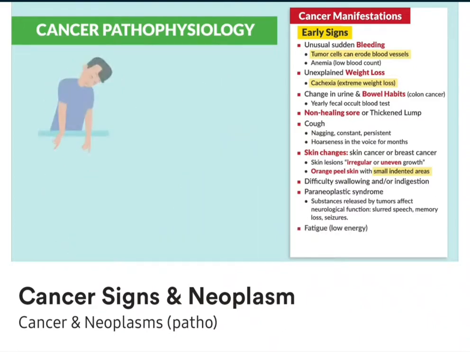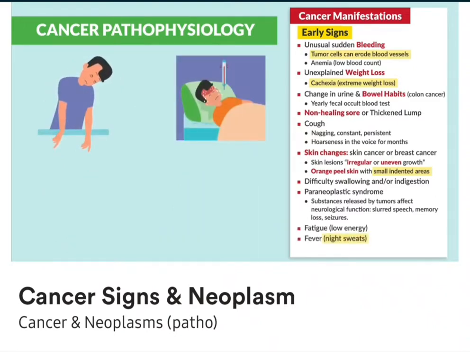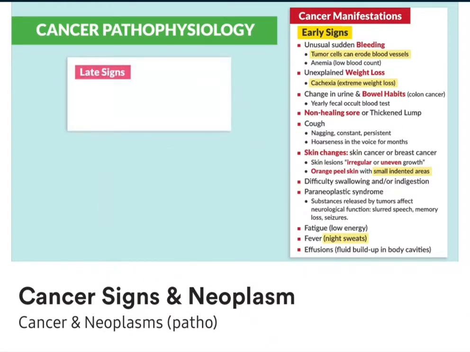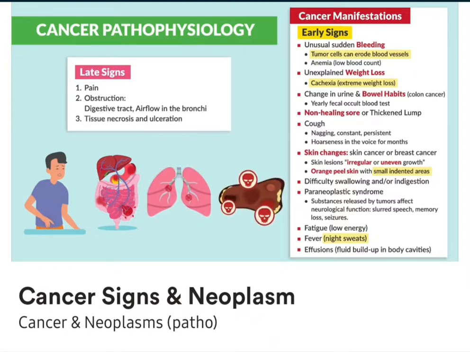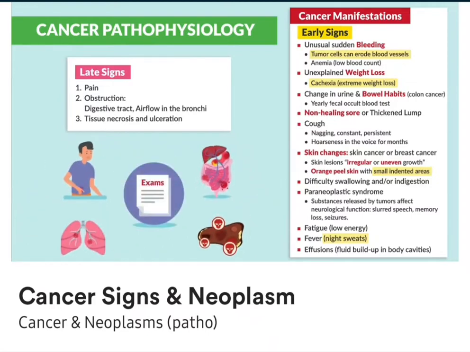Now lastly, fatigue, that low energy, fever with night sweats, a big key term right there, and effusions, or basically fluid buildup in body cavities. Now for late signs, number 1 is pain, number 2, obstruction, for example, obstruction of the digestive tract, or even airflow in the bronchi. And lastly, number 3 is tissue necrosis and ulceration. So please be sure to pause the screen and write these down. They love to show up on exams, specifically the highlighted ones here.